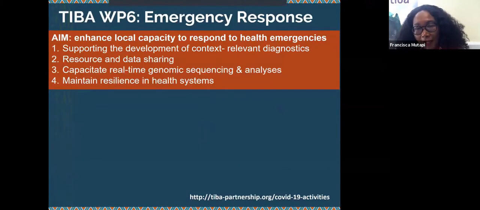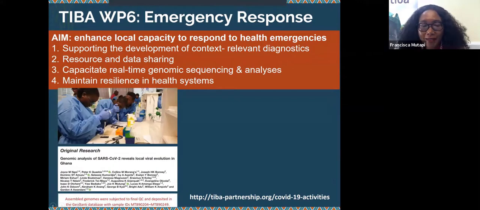In TIBA, we have a work package 6, which is the emergency response work package, whose aim is to enhance local capacity to respond to health emergencies. And I'd like you to pay special attention to these 4 ways we are doing this, because these 4 ways map directly onto that list that I mentioned earlier of what you need to know about your epidemic. So in TIBA, we are supporting the development of context-relevant diagnostics. We are supporting resource and data sharing. So this is open resource and open data sharing. We're capacitating real-time genomic sequencing and analysis, and we're maintaining resilience in the health system. So I'd like to give you working examples of these.